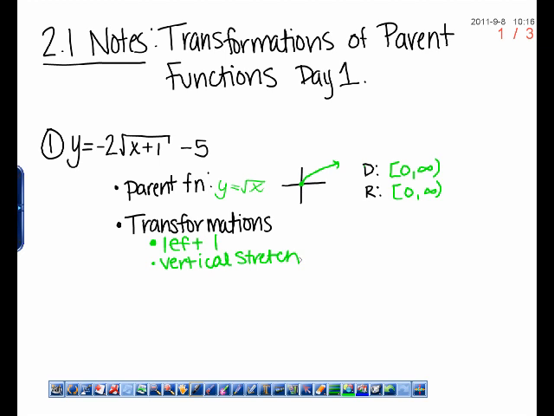Now we're going to deal with that negative. What does that negative do? Reflects across x. Then down 5.